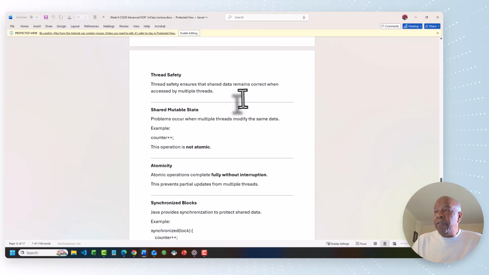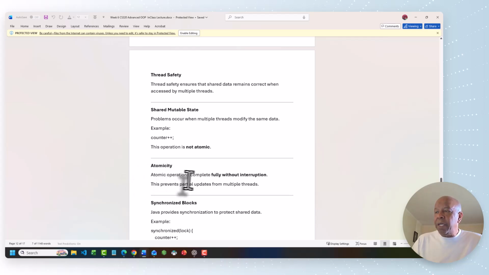Okay, we have thread safety. Thread safety ensures that shared data remains correct when accessed by multiple threads. That is a design issue. Shared mutable state: problems occur when multiple threads modify the same data. We talked about that. Counter plus plus.